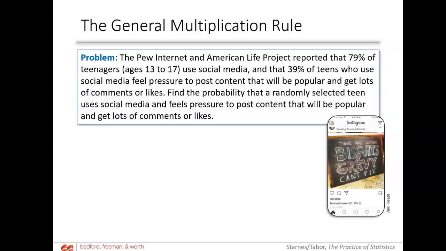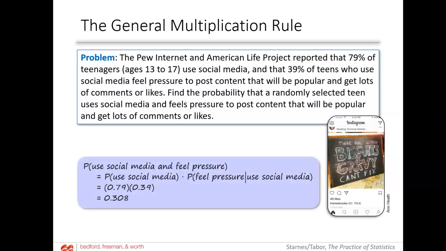Find the probability that a randomly selected teen uses social media and feels pressure to post something that will get lots of likes. So here we have that word "and" again, so we know we're going to multiply them together. The second probability is 39%. Those are all the teens who do use social media and feel pressure. So all we got to do is multiply those together. 0.79 times 0.39, roughly 30.8%.